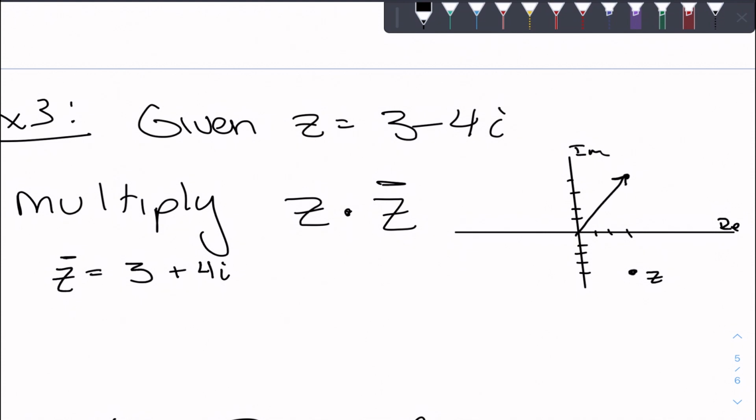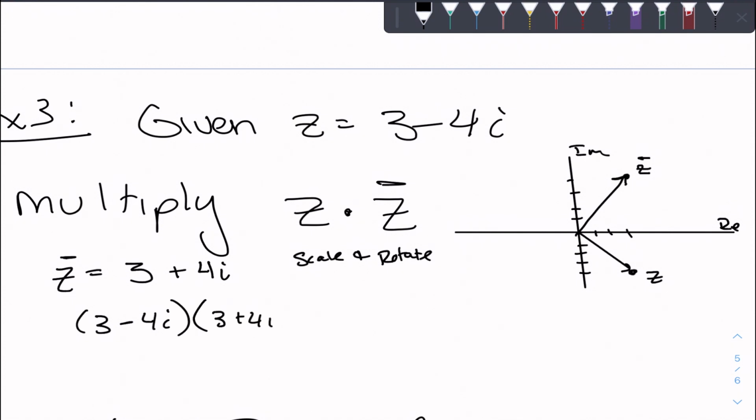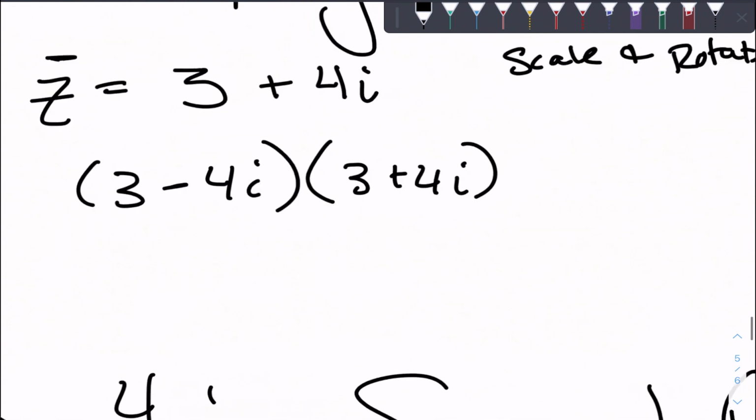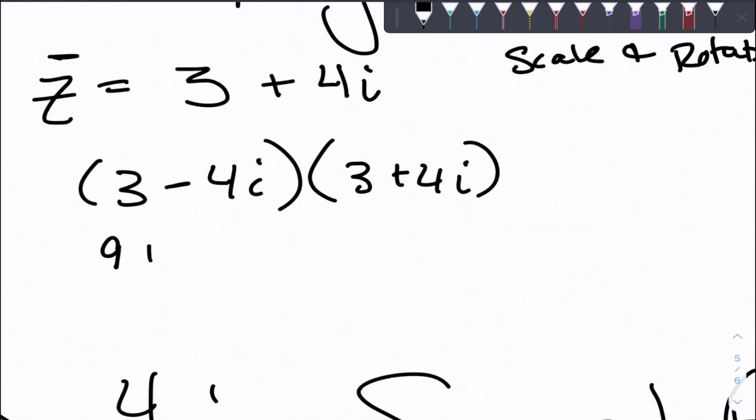Now I want you to think, if we're doing this in a visual manner, what happens when I multiply these two? In a similar way, we should see that it should scale and rotate. So let's write this out. We have 3 minus 4i and 3 plus 4i. So again, when we FOIL this, we have 3 times 3, 3 times 4i is 12i, minus 12i, minus 16i squared.